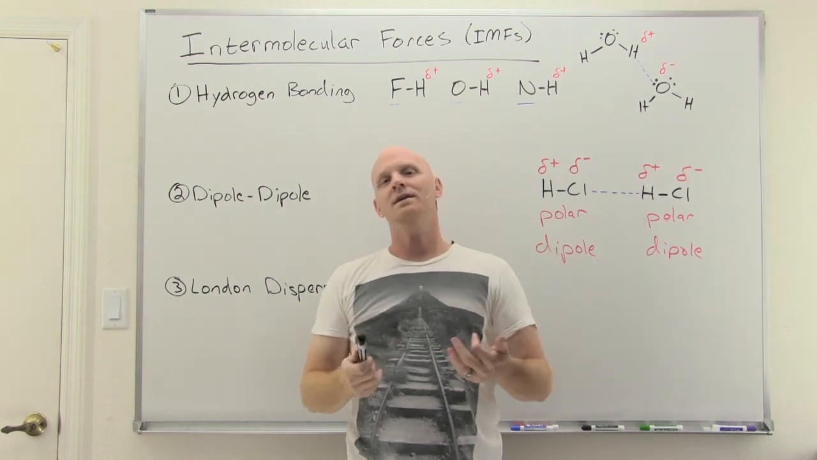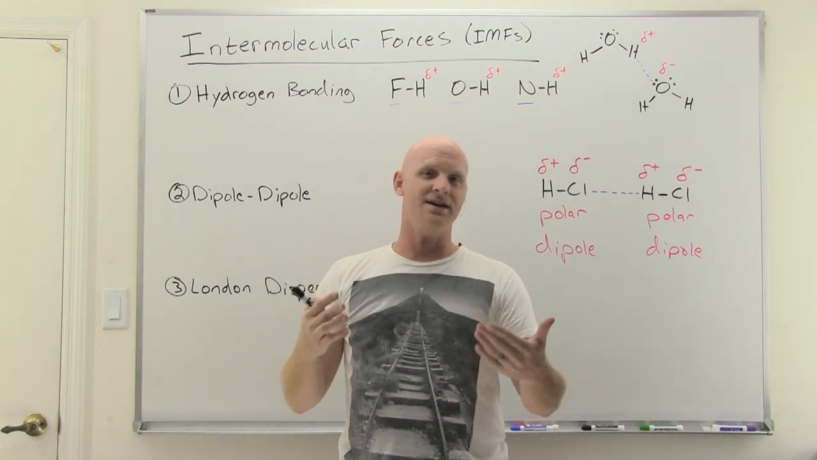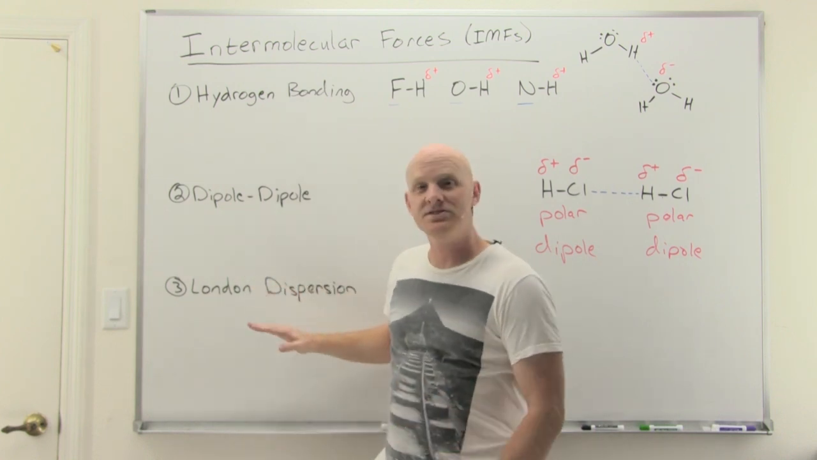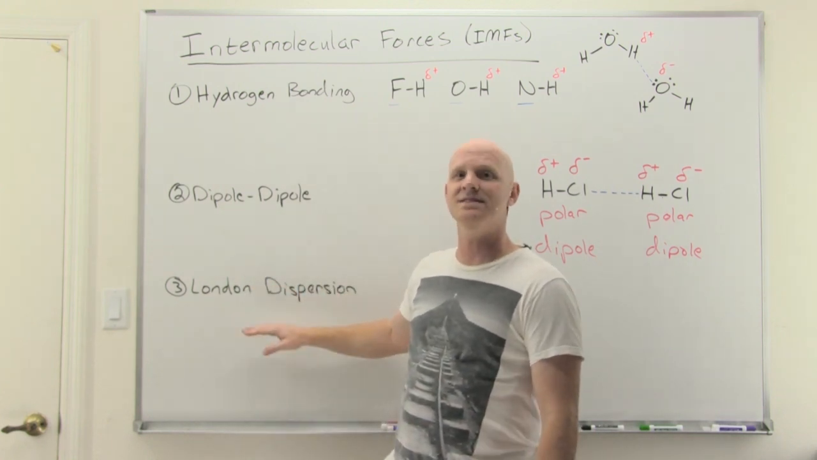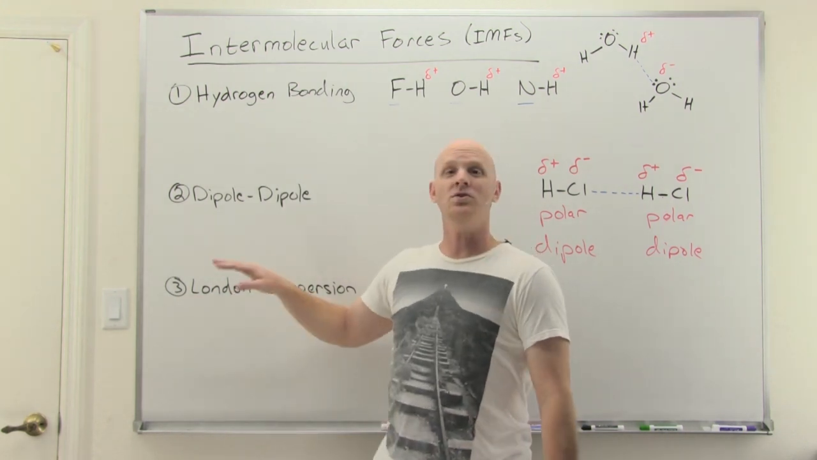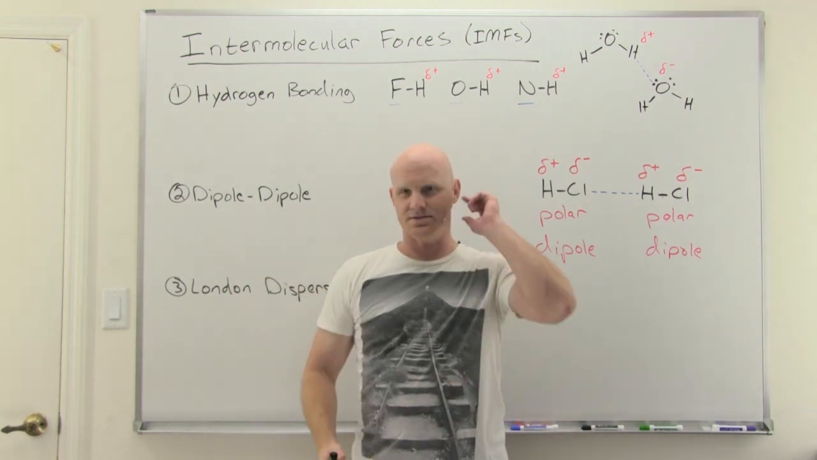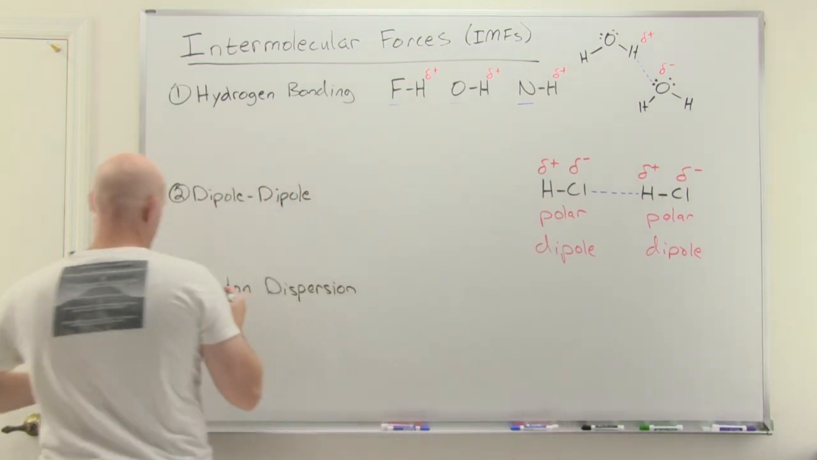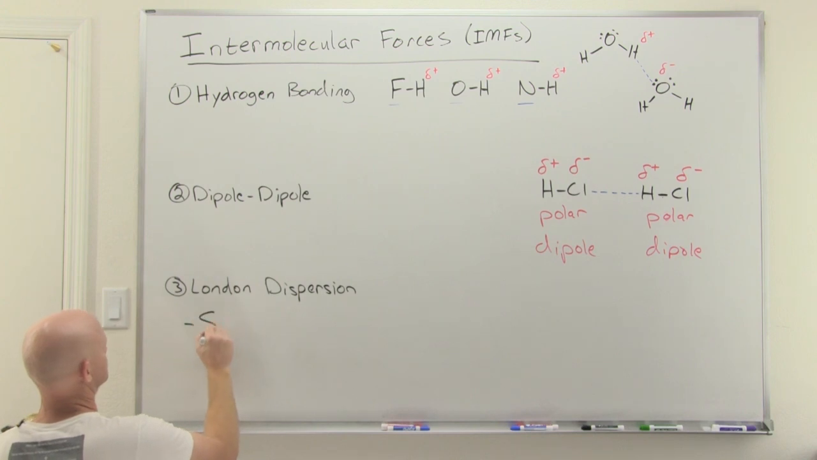So it is a weak, temporary, or transient dipole. It's not a permanent dipole. If you have a permanent dipole, you got dipole-dipole forces. But if it's just a weak, temporary, or transient dipole, so just due to the motion of electrons, then this is what it amounts to. And it's the weakest of the intermolecular forces. Now, the truth is, though, it totally depends on the size of the molecule, as well as the surface area.